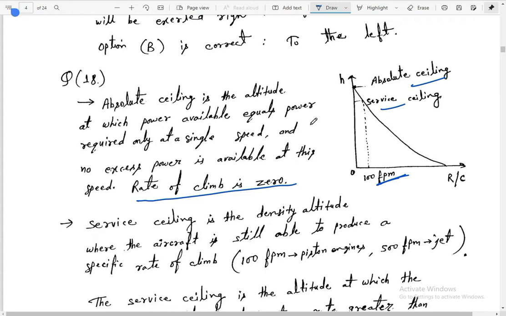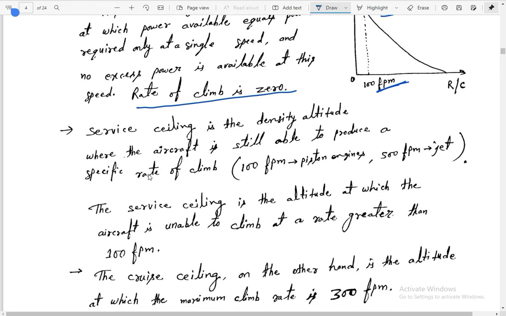Service ceiling is the density altitude where the aircraft is still able to produce a specific rate of climb, and the specific rate of climb is 100 fpm for a piston engine and 500 fpm for a jet engine. So remember these two also. For piston it is 100 and for jet it is 500 fpm. The service ceiling is the altitude at which the aircraft is unable to climb at a rate greater than 100 fpm. So at least it will climb at the rate of 100 fpm.